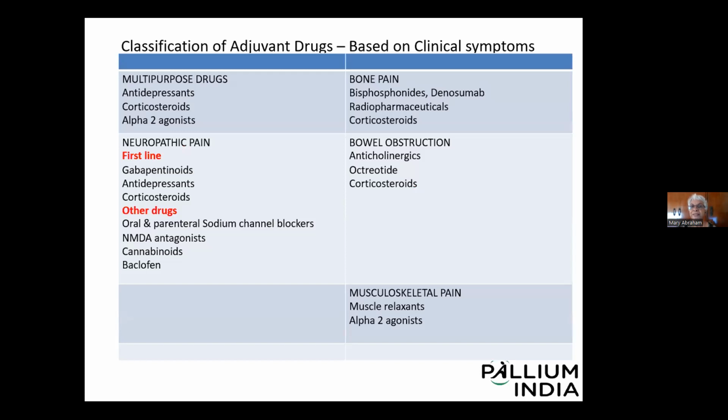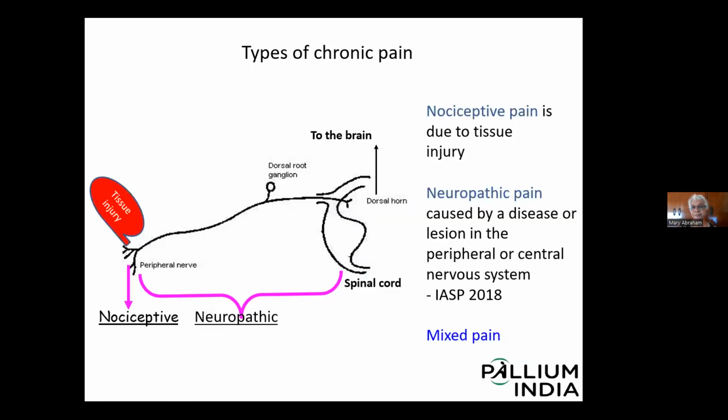If you want to classify the adjuvant drugs based on the clinical symptoms, you have multi-purpose adjuvant drugs, and these include antidepressants, corticosteroids, and alpha-2 agonists. Or you have drugs for neuropathic pain, which I will talk about in more detail as I go along. Then you have adjuvant drugs for bone pain, for bowel obstruction, or for musculoskeletal pain. So this is a broad classification of the adjuvant drugs.